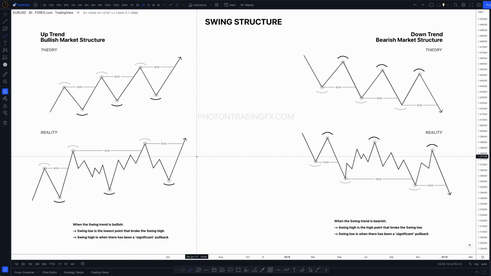But we'll go over this on the price charts in a bit, and it will make a lot more sense. And then obviously the exact opposite for when the trend is bearish. So when we get that break of structure, we expect this swing pullback, right? So at that exact moment that you get that break of structure, we know where the high is.